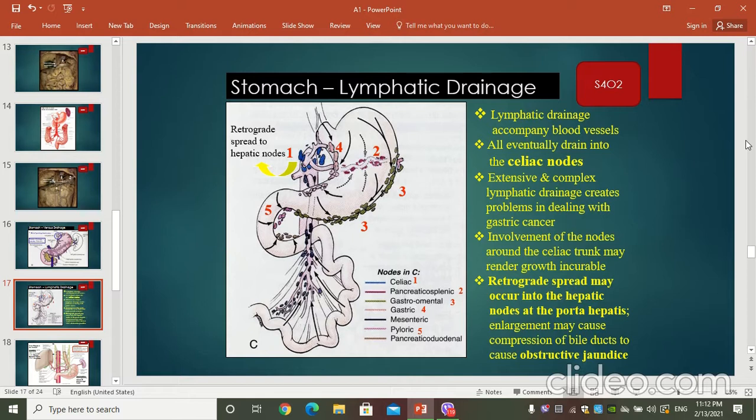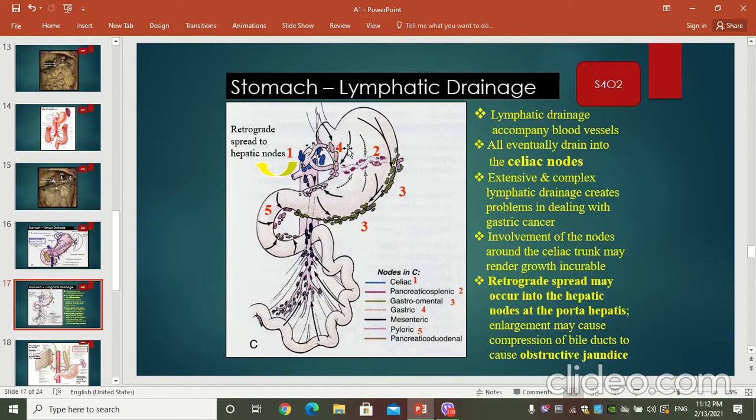Retrograde spread may occur into the hepatic nodes at the porta hepatis. Enlargement may cause compression of the bile ducts to cause obstructive jaundice. So there are four main groups of lymph nodes which run with the arteries.